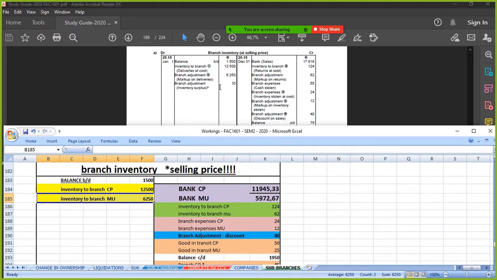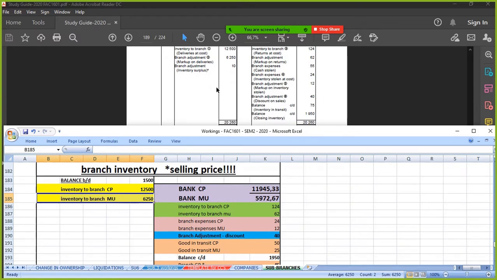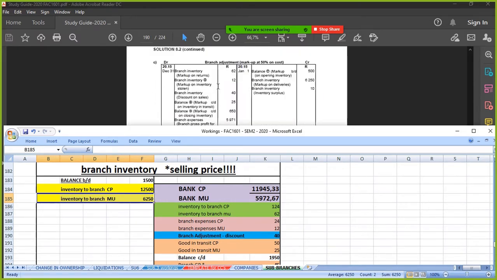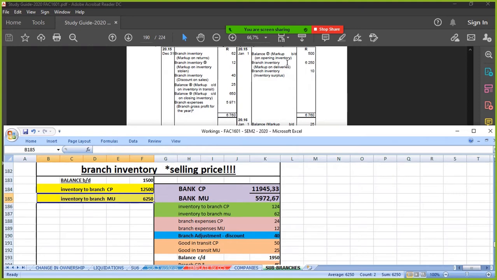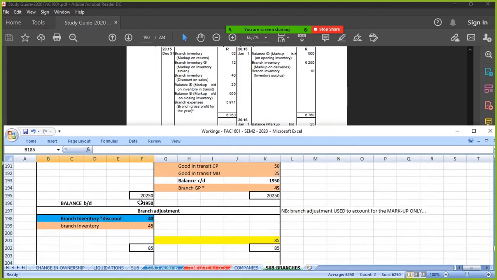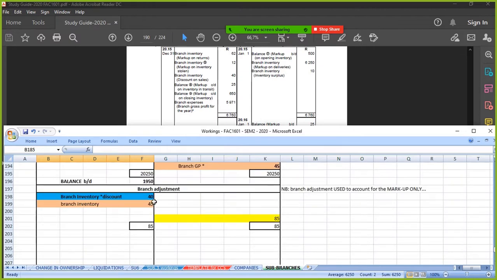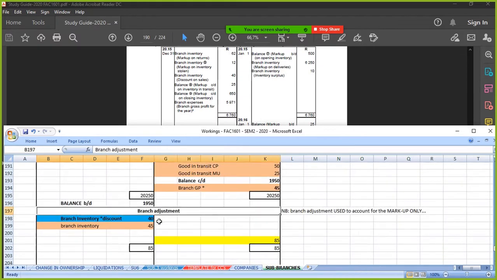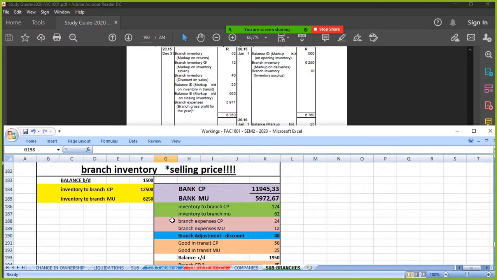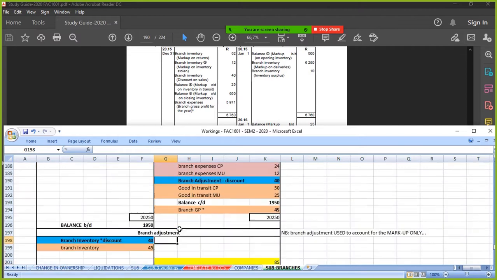Okay, but they want you to recognize it separately in the branch adjustment account, which is what they want you to provide for. So if you look at this, see, they've got it here as well. Branch inventory markup on deliveries, 6,250. All right, they're providing for this here as well. Okay, the branch adjustment account, because I'm taking out all of the markup, let's show it then. What is the amount? 6,250. Okay, let's highlight that.